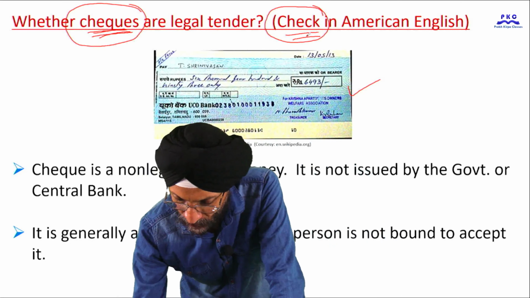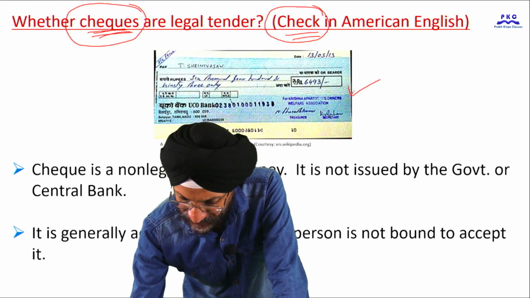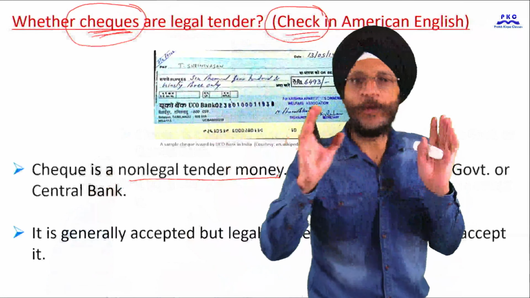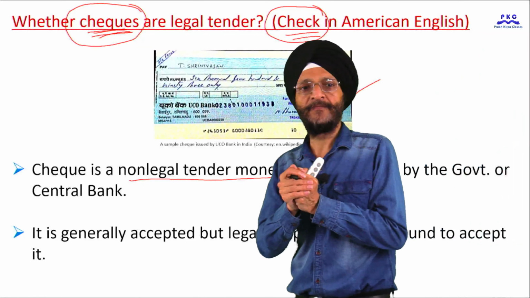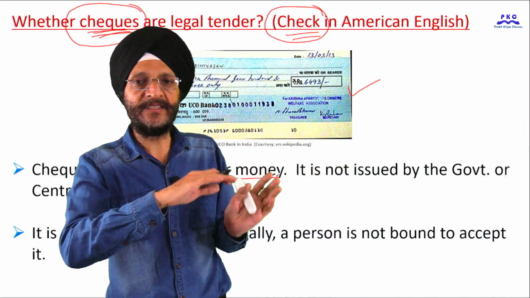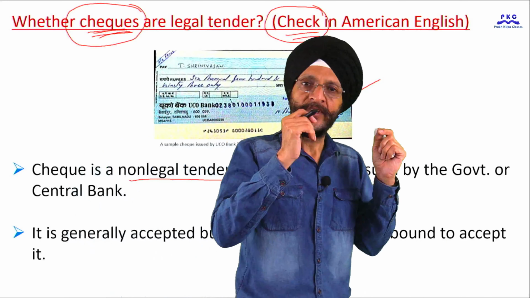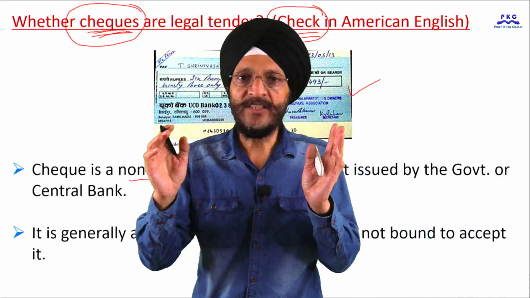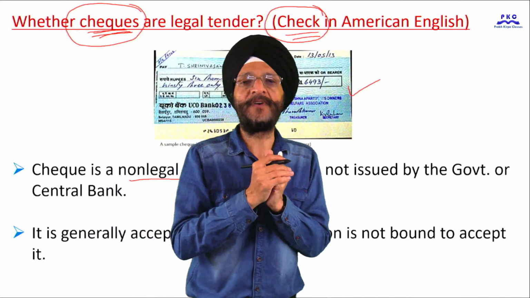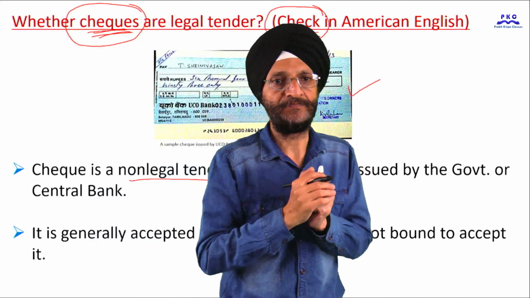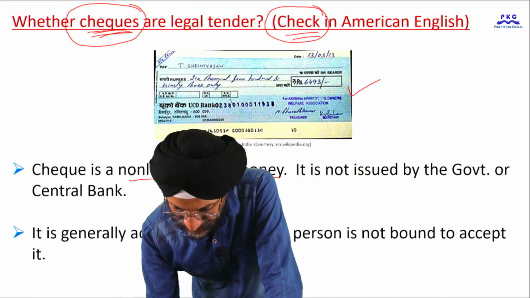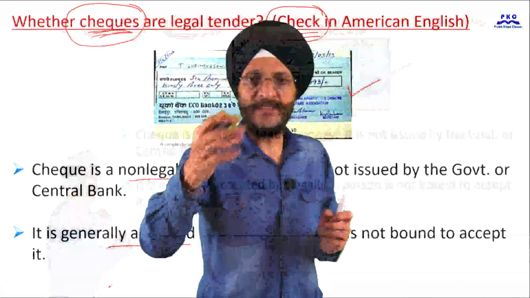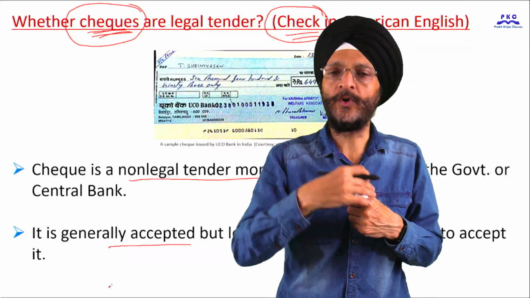Here you have before you one of the examples of checks. A check is non-legal tender money. It is not issued by the government of the country nor by the central bank of the country. If we are living in India, it is not issued by the government of India, and it is also not issued by the Reserve Bank of India, which is the central bank in India. It is generally accepted for the purpose of making transactions while buying goods and for availing services.